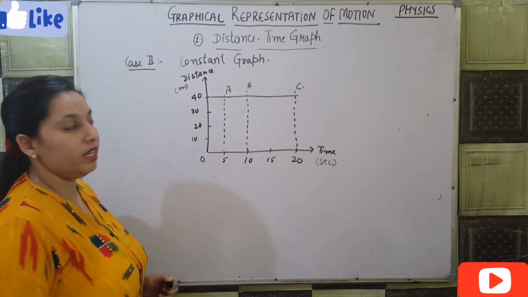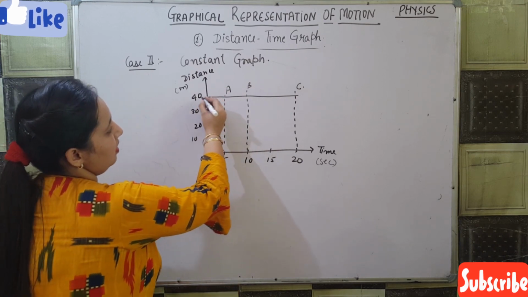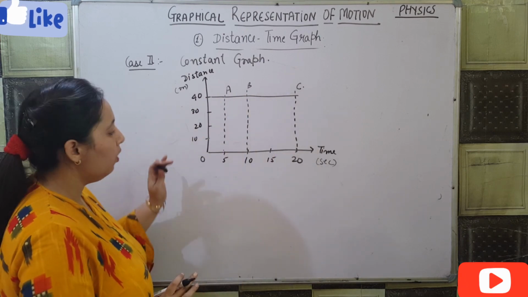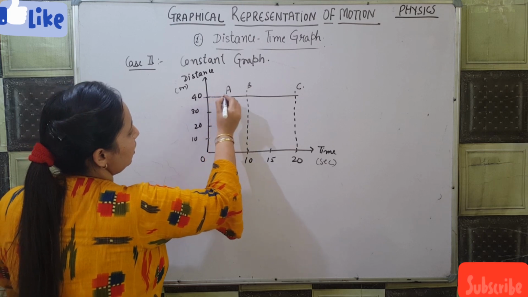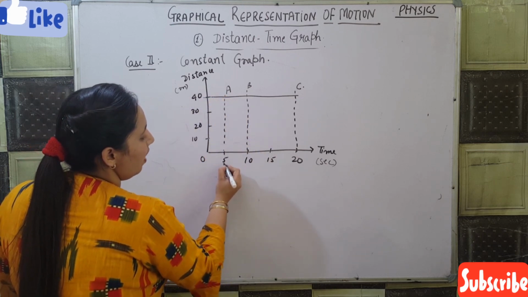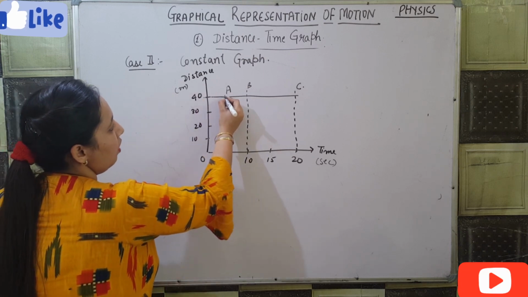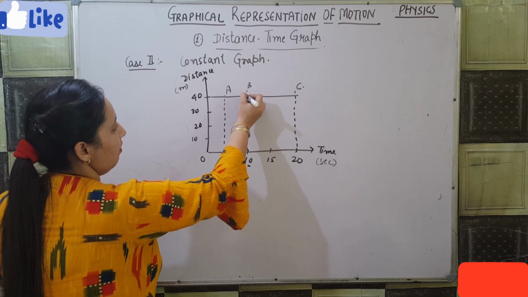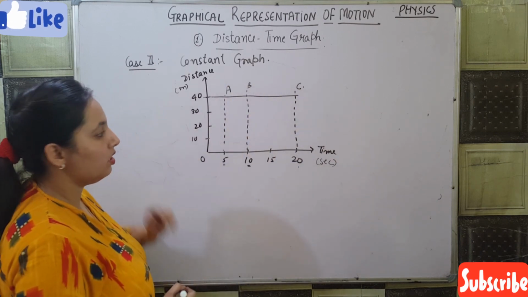Case number 2 is when a constant graph is given to you, which means a straight line like this. I have drawn this graph so that after 5 seconds the body has covered 40 meters. After 10 seconds it has also covered 40 meters. After 20 seconds it has also covered 40 meters of distance.